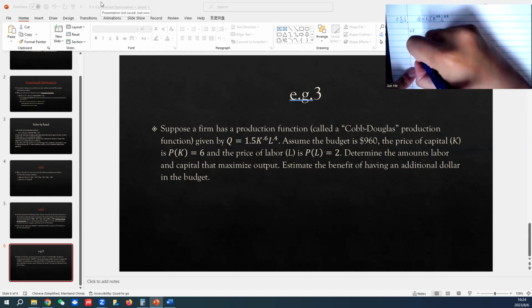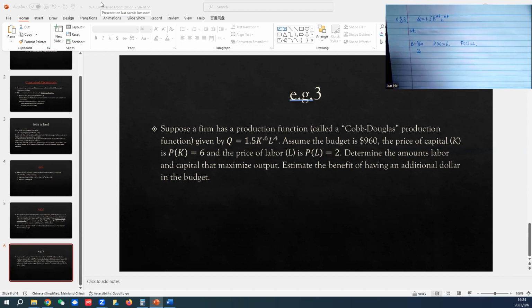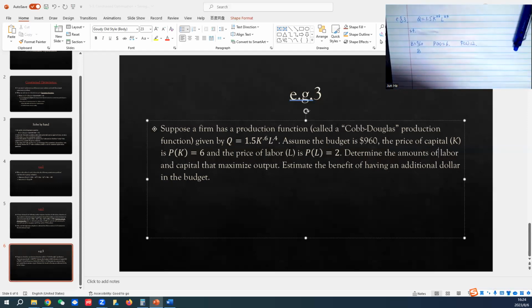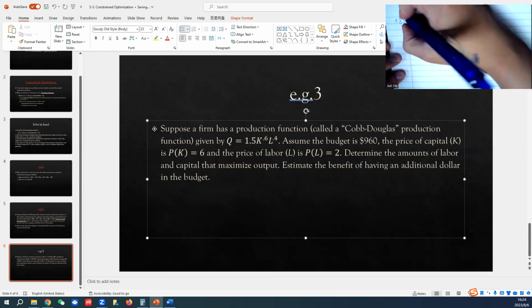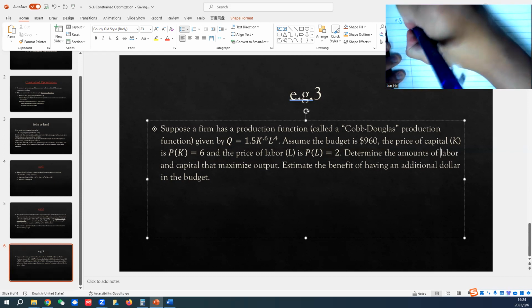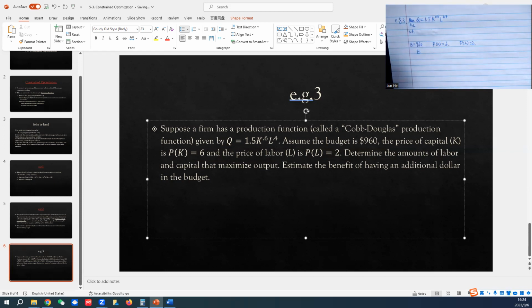Okay, so here, determine the amount of labor and capital that maximizes your output. So we are to maximize your output by choosing capital and labor. And also estimate the benefit of having an additional dollar in the budget. And here, as we know, the budget is more like a constraint. So the last sentence basically asks you to report the Lagrangian multiplier at the optimum.